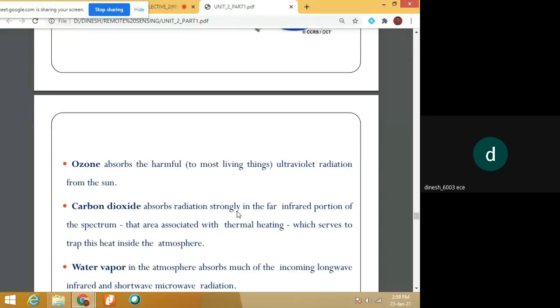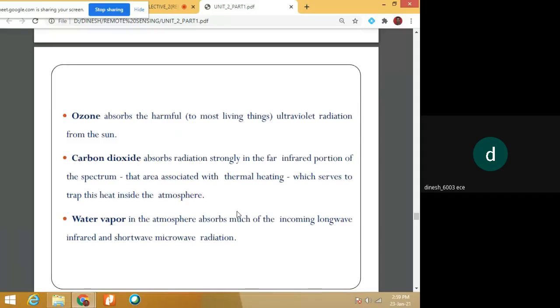The oxide is the ozone layer, which absorbs the harmful radiation, especially the ultraviolet radiation from the sun. Carbon dioxide absorbs radiation strongly in the infrared region that is associated with thermal heating, which serves to trap heat inside the atmosphere. The water vapor in the atmosphere absorbs much of the incoming longer infrared and shorter microwave radiation that is harmful to human life. So these are the functions of each of the constituents present on the surface of the Earth.